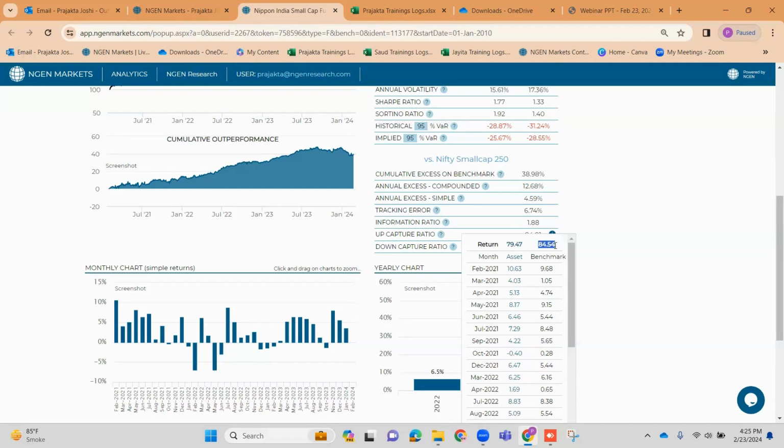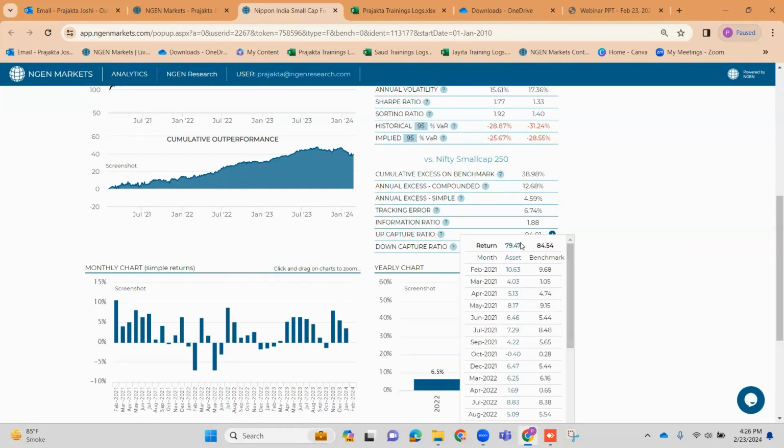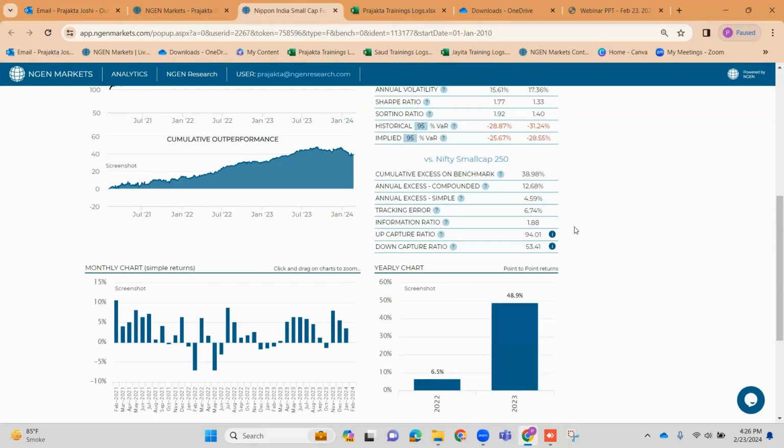So if we consider only a bullish market, the fund has not been able to outperform the benchmark. And that is exactly the reason you will see up capture less than 100. That means if the benchmark goes up 100 times, the fund is going to go up 94 times. This is what the up capture ratio tells you. This is calculated by taking this ratio: 79 divided by 84.54, that's a 94. So what is desirable is that a higher up capture ratio is definitely more desirable, right?